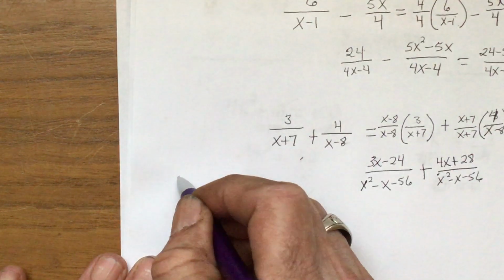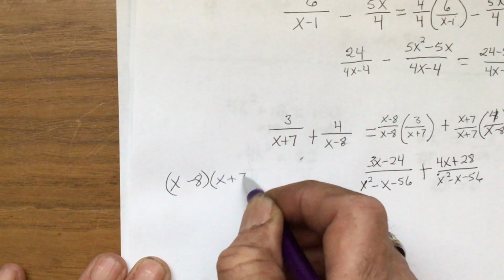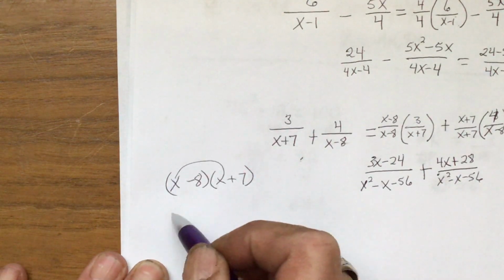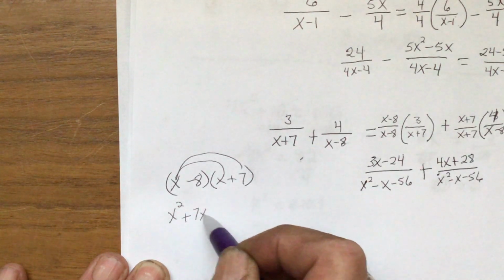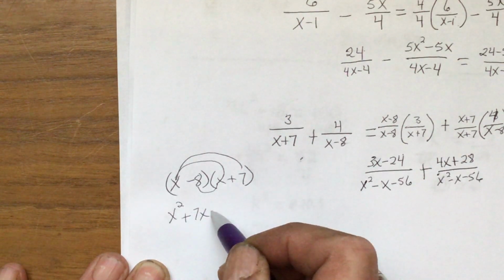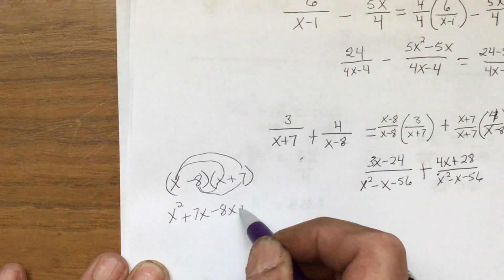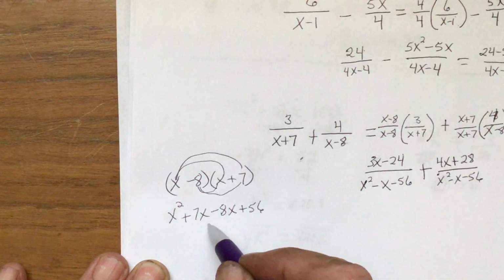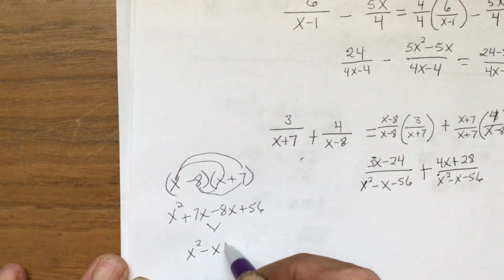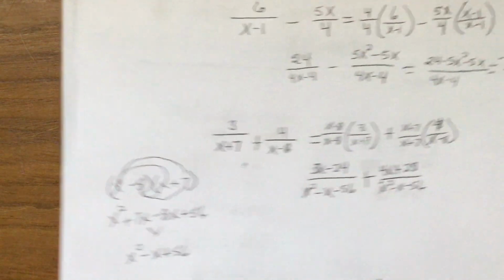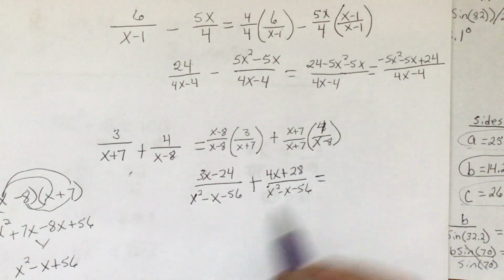And I'm going to go over here on the side and multiply that out so you can be sure that I did it right. All right, so x times x, x squared. X times 7 is plus 7x. Negative 8 times x is minus 8x. And negative 8 times positive 7 is minus 56. Combine the two in the middle: x squared minus x minus 56. Okay, so now we have both fractions simplified.